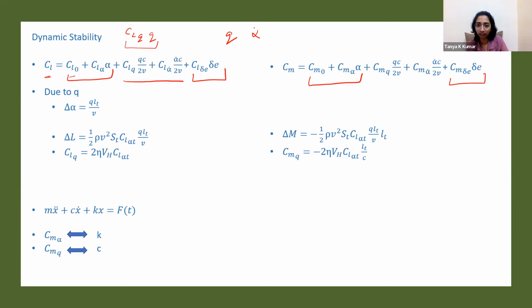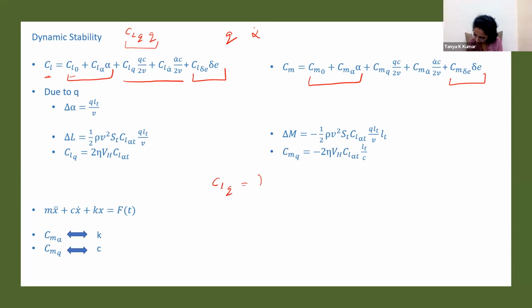How do we non-dimensionalize it? We need to get your final value as non-dimensional. How do you non-dimensionalize it? You multiply by C and divide by 2V, and you define your CLQ also accordingly. How is CLQ defined?